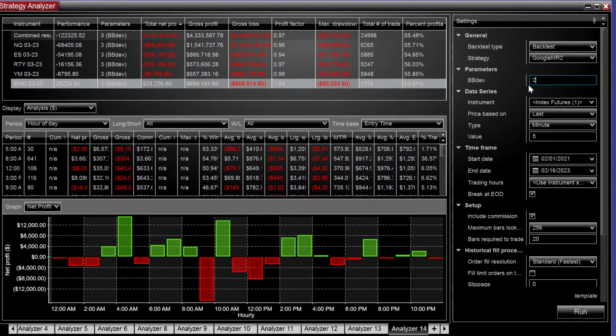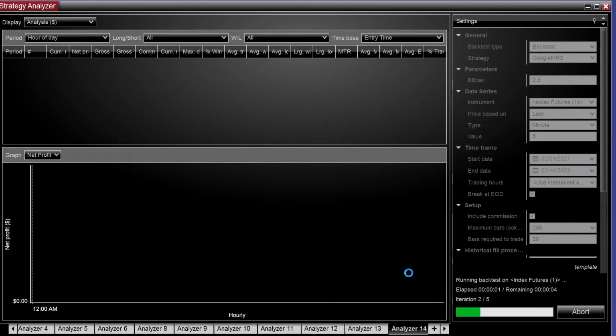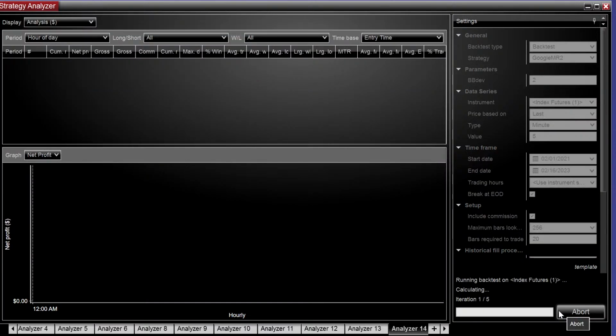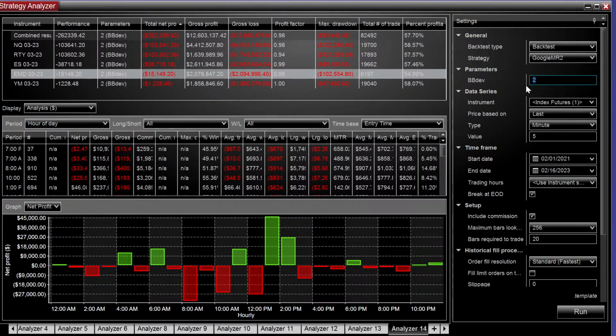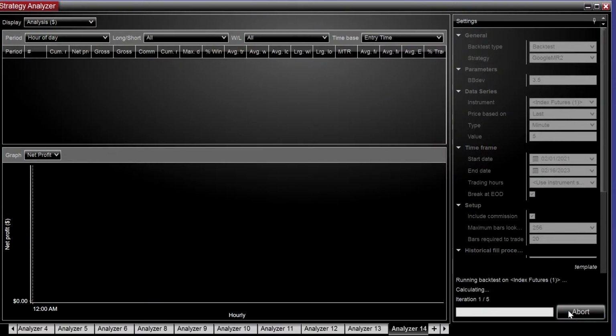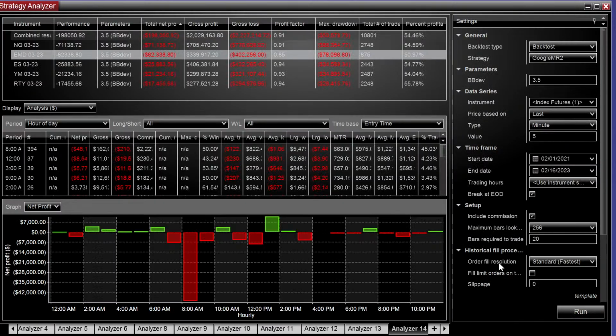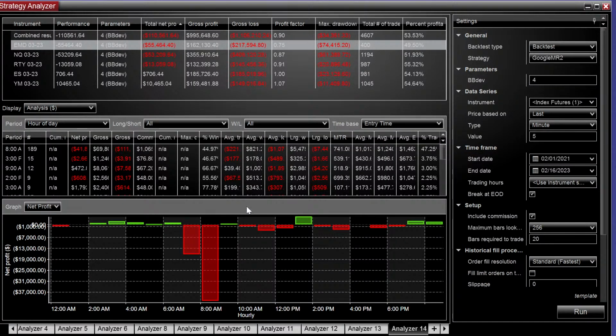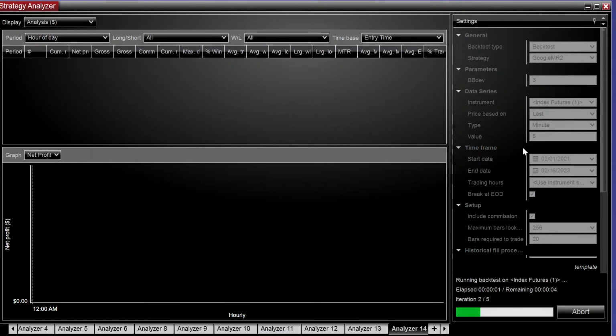Let me make the bands a little tighter, perhaps 2.5. Moving in the wrong direction, let's choose 2. How about 3.5? 8 a.m. just dying. Looks like 3 was the best one.